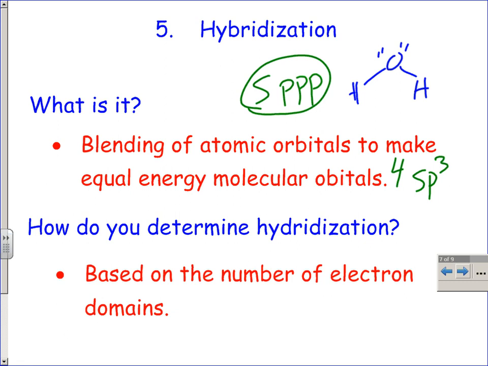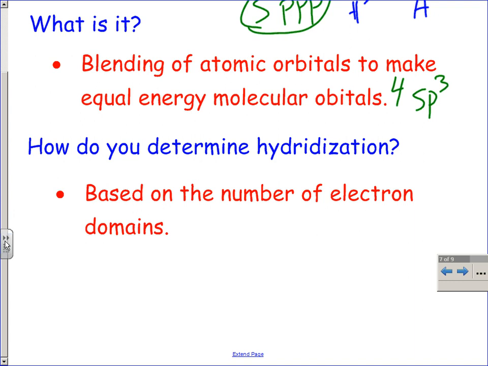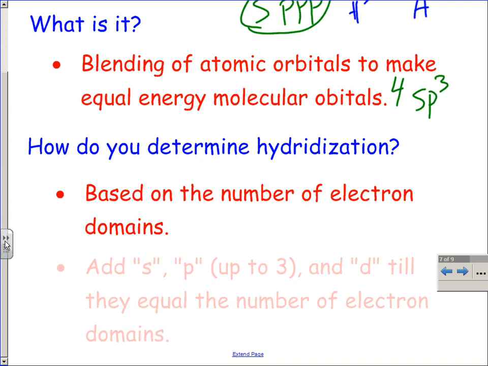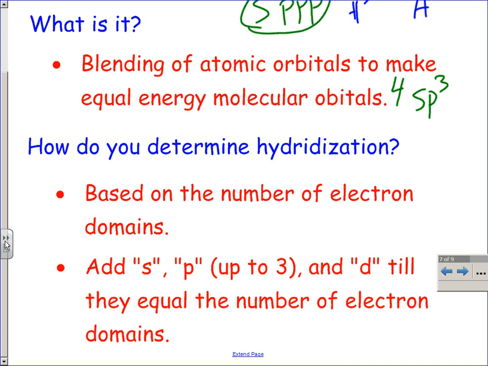The second part of this is you need to understand how you add things together to get it. Remember, you're going to have one s, and then you have up to 3 p's. You use how many you need. So if it was a linear situation with a single bond and a triple bond, this is only two electron domains of equal energy. So that would be an sp hybridization. So I would end up with two sp hybrid orbitals. Now, what's going on with the other bonds?